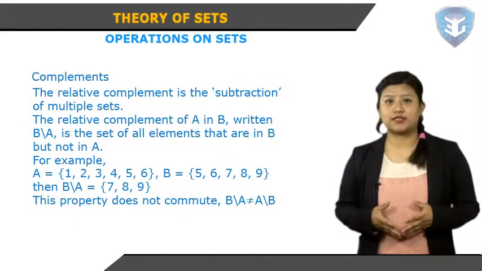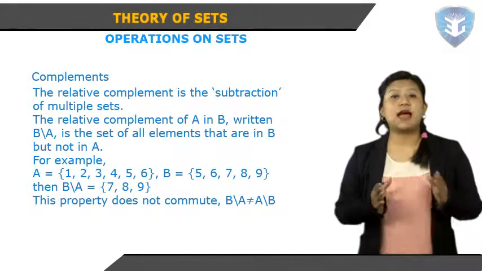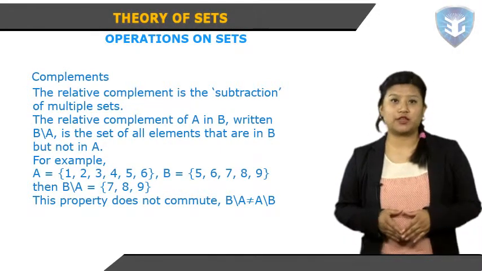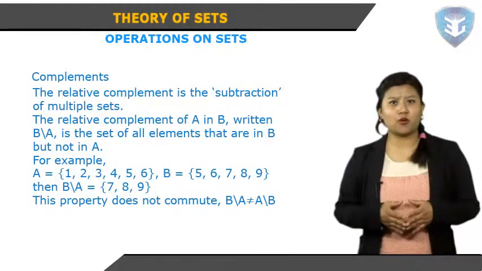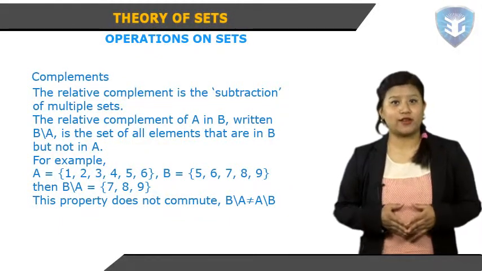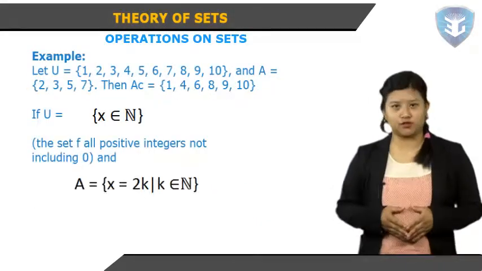Given a universal set U, defined as containing all the elements in that area, the absolute complement is the complement of A in U and is denoted as shown. That is, A complement, A^C, is the set of all elements in U that are not in A. An example is shown here on the screen.